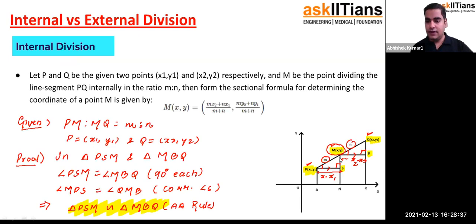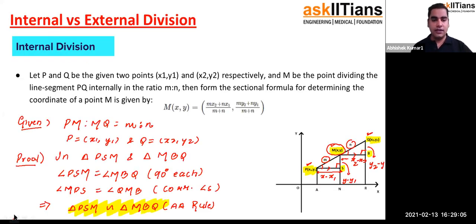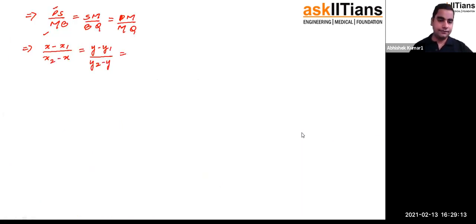Then you have SM upon BQ. What is SM? This side SM, if you observe very carefully, can be written as y minus y1. Okay. And this BQ that you have is y2 minus y. Clear? So I'm writing it here. You have y minus y1 upon y2 minus y. Okay. And that's equals to PM upon MQ. If you observe this figure carefully, you can see that PM is m and MQ is n. So m by n. Okay, that's what we have.